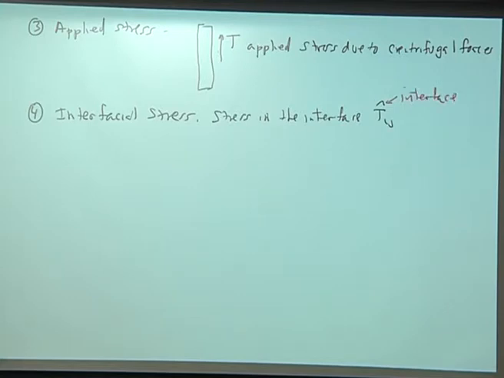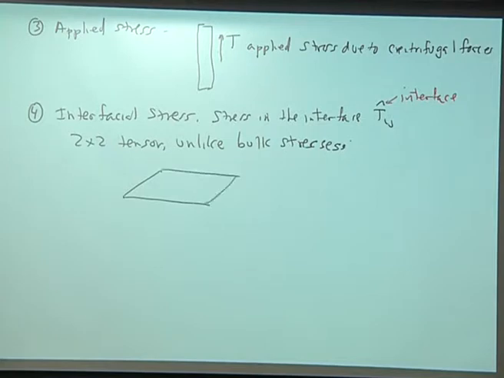And in general, it's a 2 by 2 tensor, unlike bulk stresses. So you can think of a simple planar case, you can have a 1 and a 2 direction in the plane, and you have stresses that lie in the plane. So there's stresses that are in the plane of the interface itself.